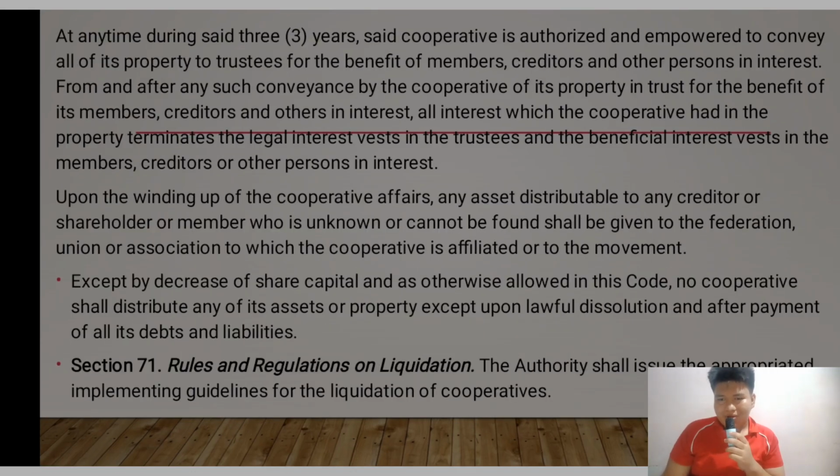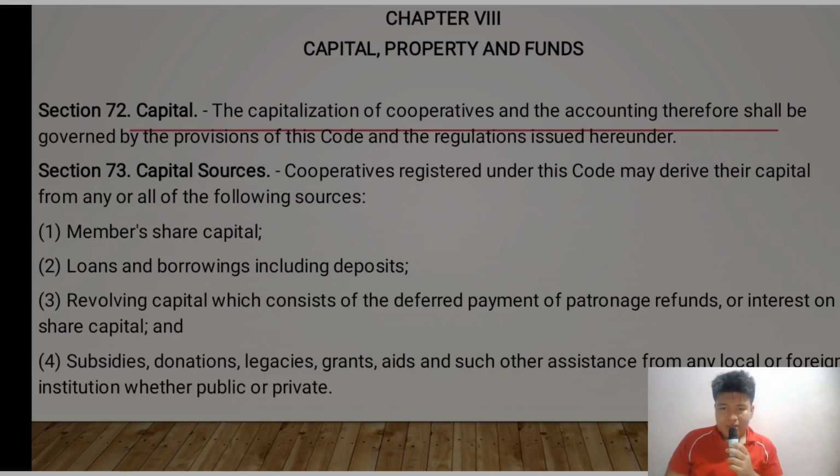Next, it can convey its property to trustees for the benefit of members, creditors, and other stakeholders. Any undistributed assets go to the affiliated federation, union, or association. So, Chapter 8, Capital, Property, and Funds. For Section 72, na-outline dito ang capitalization of cooperative and the accounting procedures.